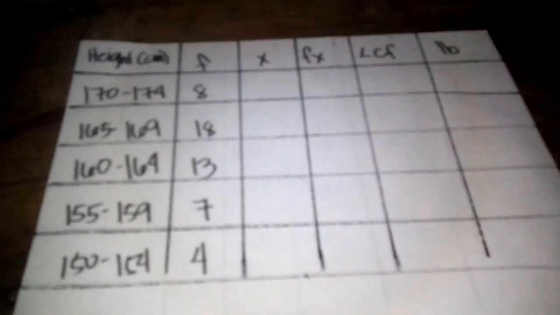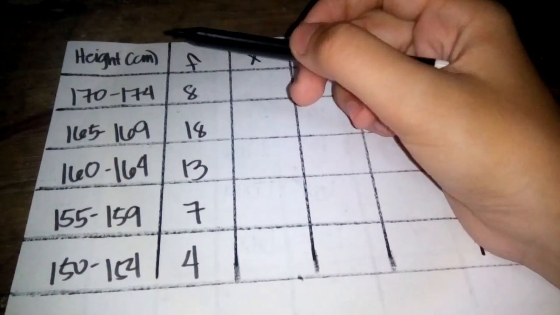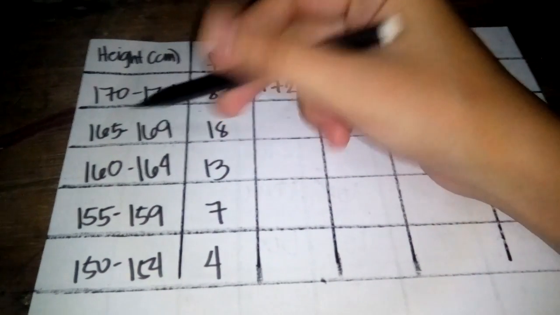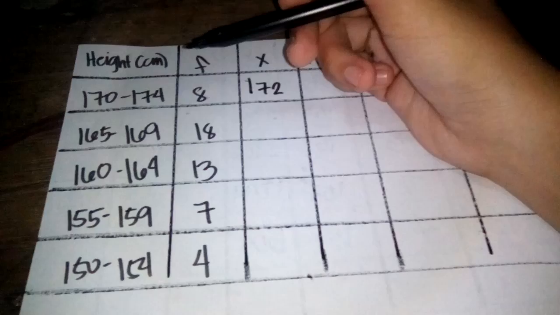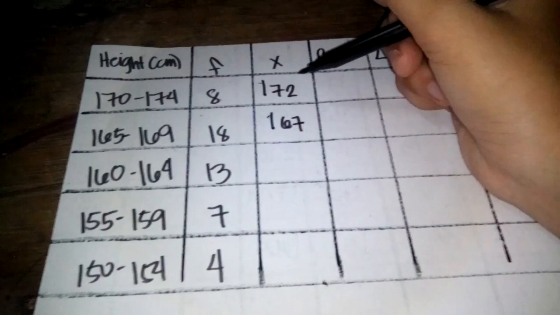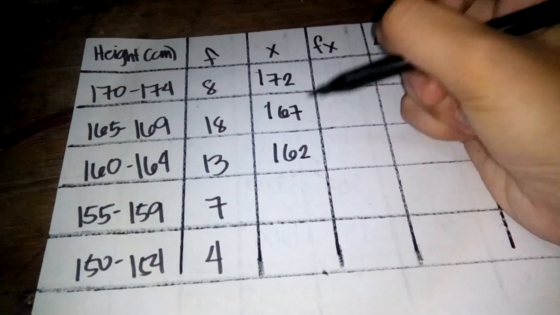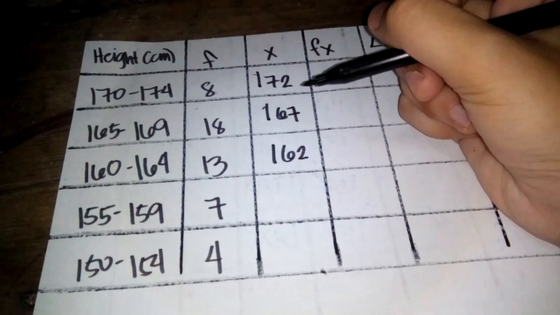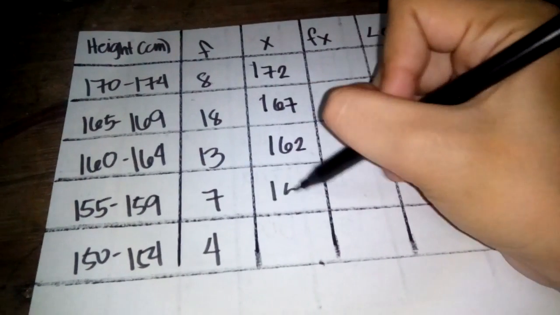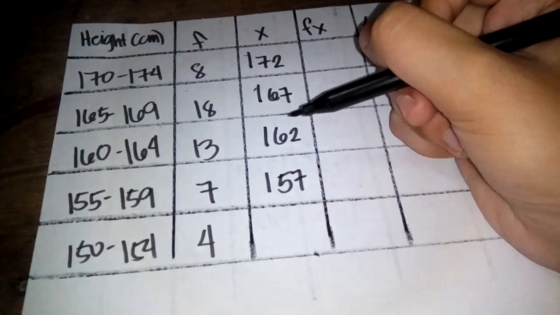So to get the class mark, we have to add these two numbers here, 170 and 174, divided by 2 equals 172. The next is 165 and 169 divided by 2 equals 167. And 160 plus 164 divided by 2 equals 162. And 155 plus 159 divided by 2 equals 157. And 150 plus 154 divided by 2 equals 152.